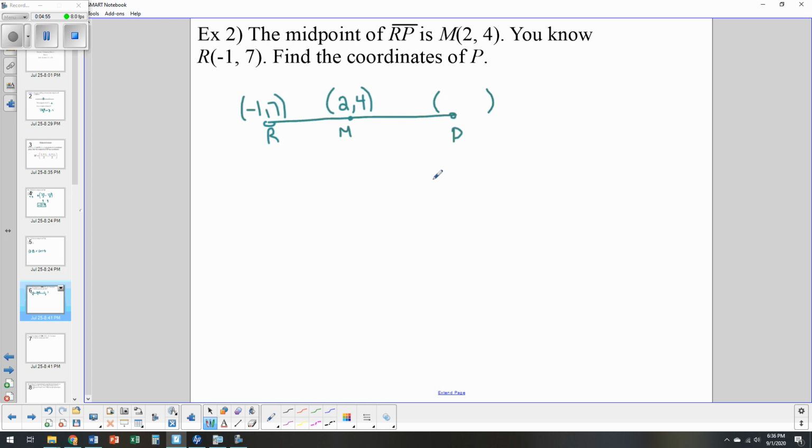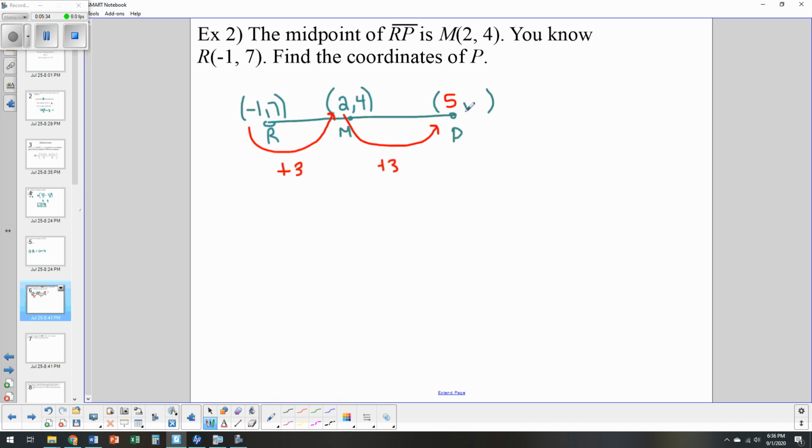So we can do this algebraically, we can make equations, but there's actually a simpler way of doing this. We know M is exactly in the middle of these two. So whatever distance it takes to get from this point to this point, it should be equivalent to get from the midpoint to the other endpoint. So what I'm going to do is I'm going to look at the x's. What did I have to do to get from negative 1 to 2? So if I add 3 to negative 1, I get to 2. So what I need to do is now, again, add 3. So 2 plus 3 is 5.